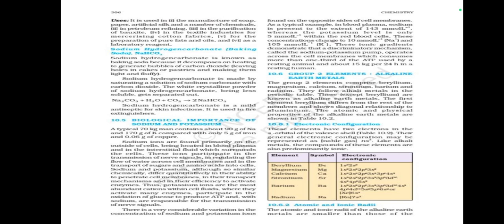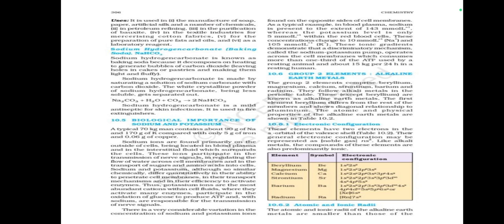There is a very considerable variation in the concentration of sodium and potassium ions found on the opposite sides of cell membranes. As a typical example, in blood plasma sodium is present to the extent of 143 millimoles per liter, whereas the potassium level is only 5 millimoles per liter. Within the red blood cells, this concentration changes to 10 millimoles per liter for sodium and 105 millimoles per liter for potassium.